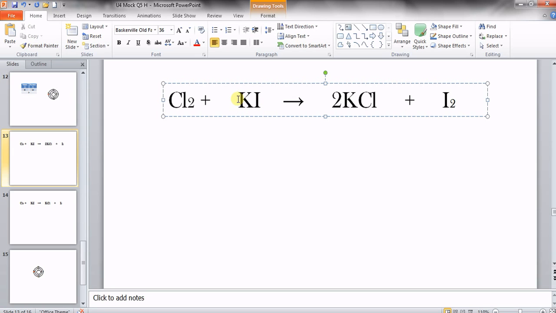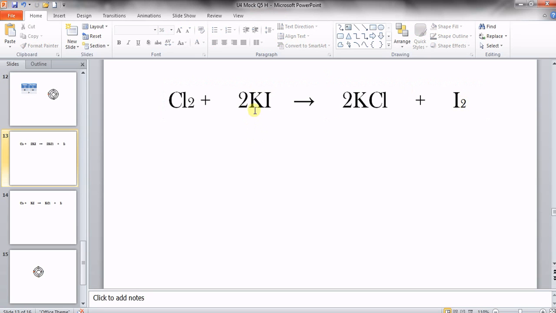So if I put a big 2 in front of KI, I've now got 2 potassiums and 2 iodines. So 2 iodines to match the 2 iodines here. And now we've got 2 potassiums to match our 2 potassiums here. So everything balances across the equation. We've got 2 chlorines here, 2 times the chlorine here is 2 chlorines. We've got 2 potassiums here, 2 potassiums here, 2 iodines here, 2 times the whole of this thing, and 2 iodines here. So that's now a fully balanced equation.